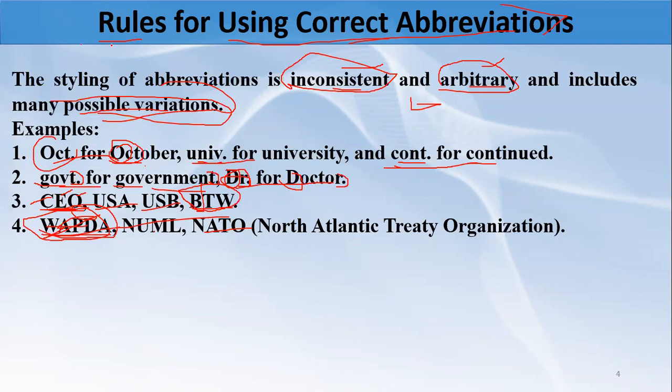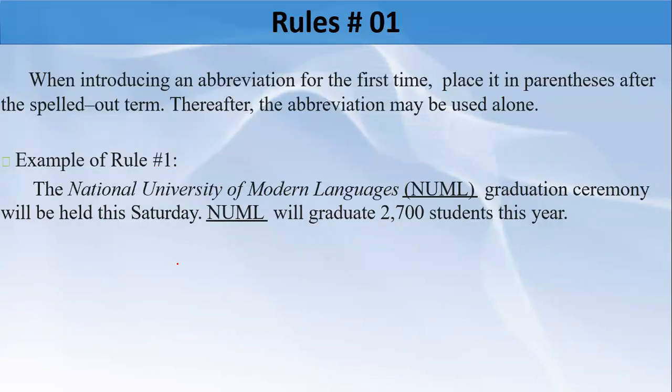That is why we need some rules for the correct use of abbreviations. Now, what are those rules? Let's talk about all those rules in detail. There are so many rules. I have collected around 16 or 17 rules. So let's talk about them in detail along with examples.